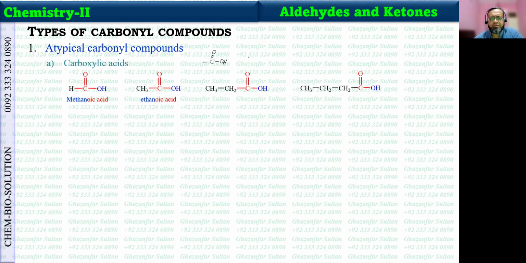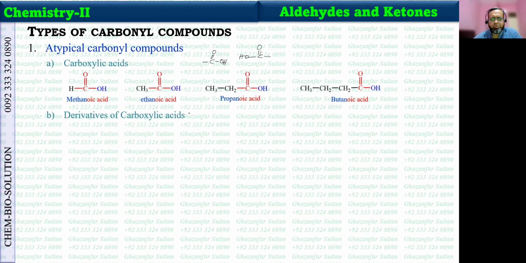You can write it like this, or you may draw it like this. Whether right or left, it doesn't matter, but it will run on only one side. So methanoic acid with 1 carbon atom, ethanoic acid, propanoic acid, and butanoic acid.